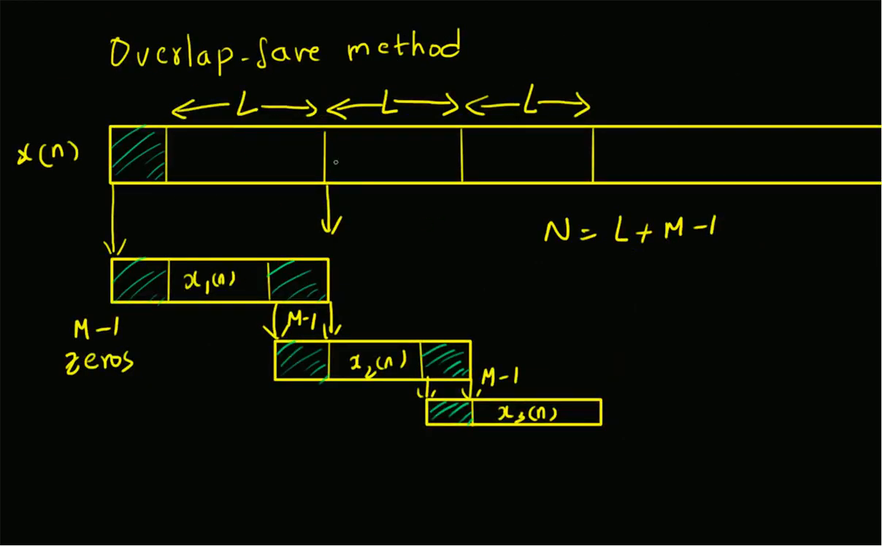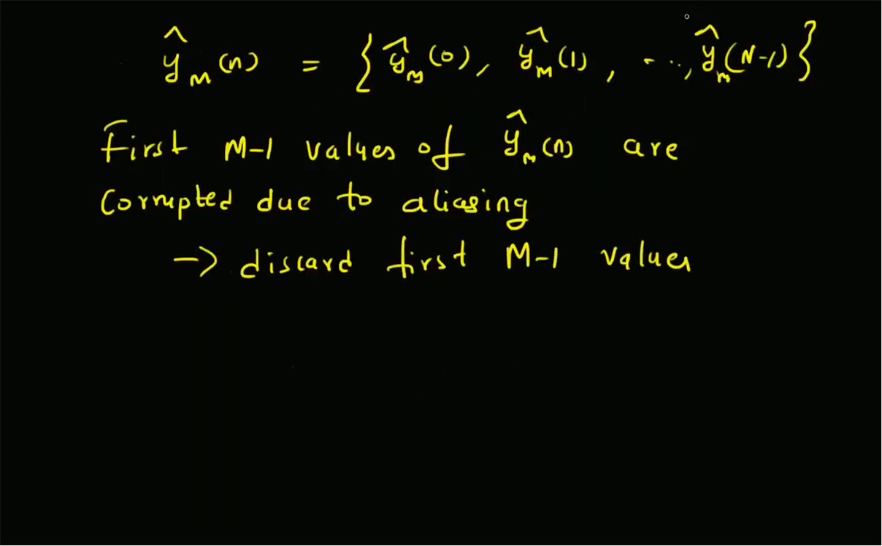If you go back to the original segmentation of the input sequence, we can clearly see that the M minus 1 values for the first block are basically zeros, and the first M minus 1 values of the second block are borrowed from the previous block, and so on. So the filtered output corresponding to these M minus 1 values is influenced by aliasing. That means they have a relation to the output from the previous blocks. So we need to discard them.